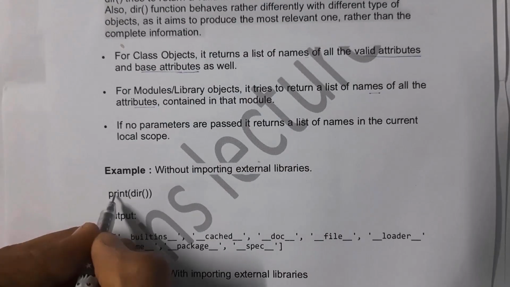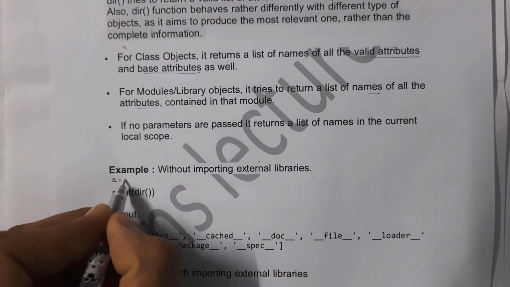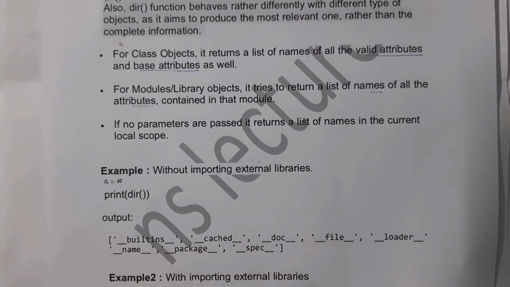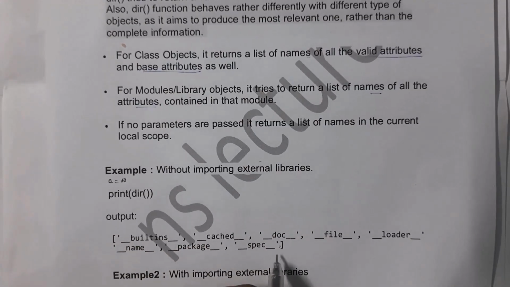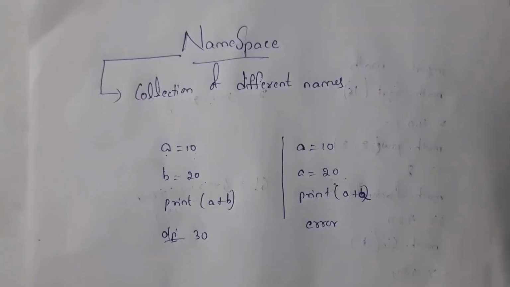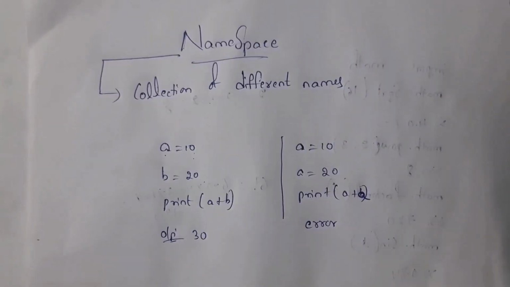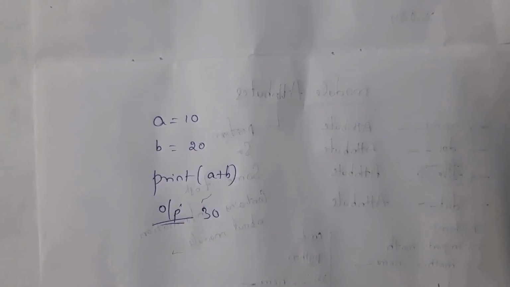For example, before print dir, if I write here a equal to 10, these are all names present in my scope, and as well as at last it will print a, where a is the variable name. I will explain namespace. Namespace is nothing but a collection of different names. That means we must give different names for variables or functions within the program.